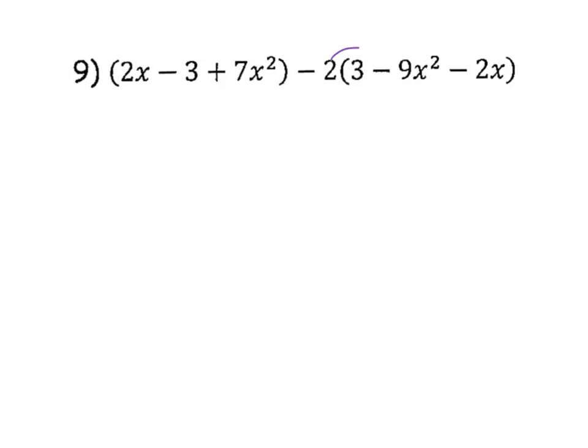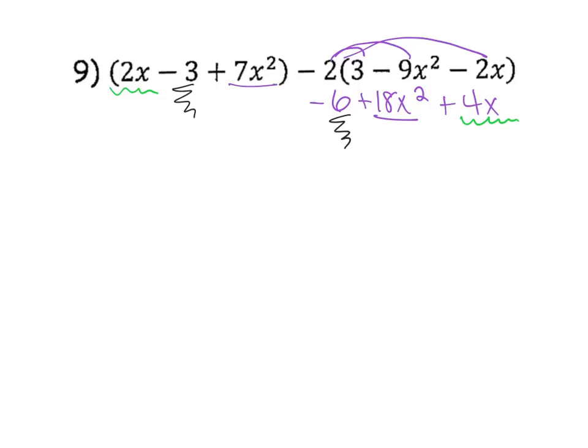Ooh, distribute negative 2. Negative 6 plus 18x squared plus 4x. Okay, x squareds are underlined. X to the first power, 4x and 2x are green. Black will be the negative 3 and the negative 6. You have to lead with the purple. 7x squared plus 18x squared, 25x squared. Now go to the greens. 2x plus 4x, 6x. Now the black. Negative 3, negative 6, negative 9.